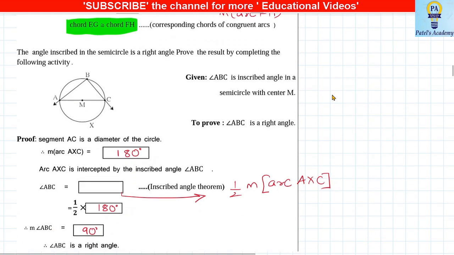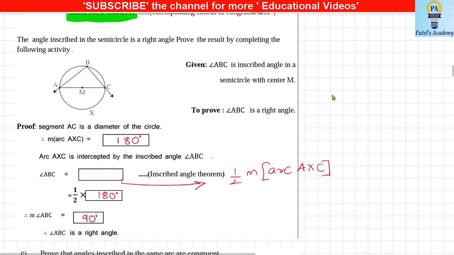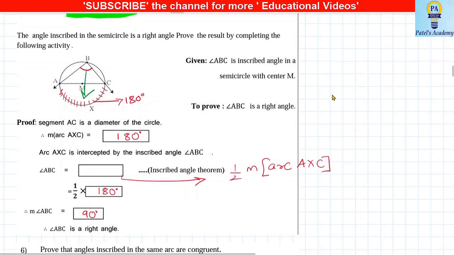Let's see the next one. Important sum, an important property actually. We know this property, an angle inscribed in a semicircle is a right angle. So just see the figure, this is a semicircle, arc AXC is a semicircle. So this measure is 180 degrees. That is what I have written in the first box. And by the inscribed angle theorem, we know that angle A is nothing but half of arc AXC. So that is half of 180, 90 degrees.